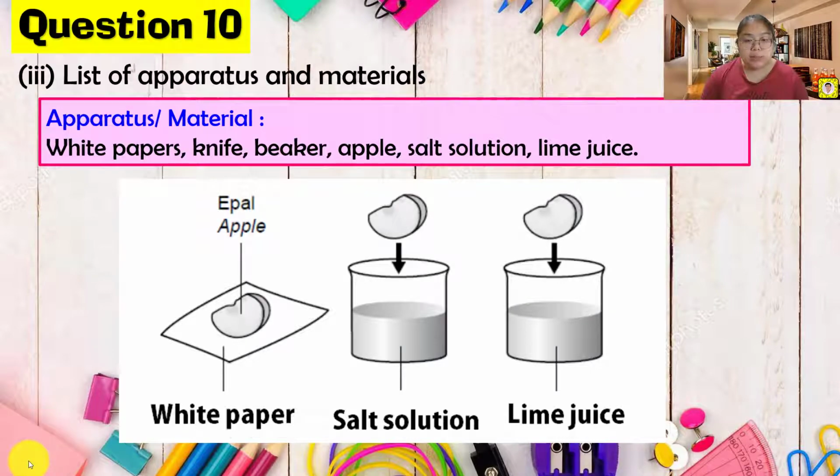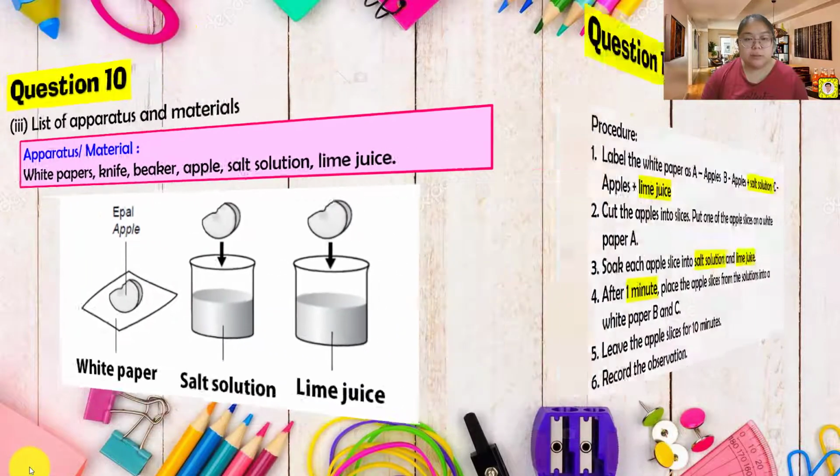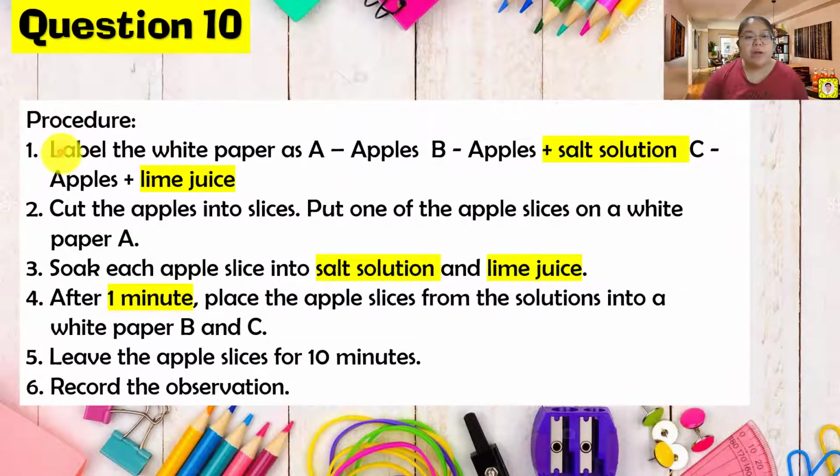Okay, let's see here. First, we need to label. Label the white paper as A. A means it has apples only. Number 2, you label it B. B means the apple plus salt solution. Number 3, you label the paper as C. Because the paper is later, you put the apple plus the lime juice.